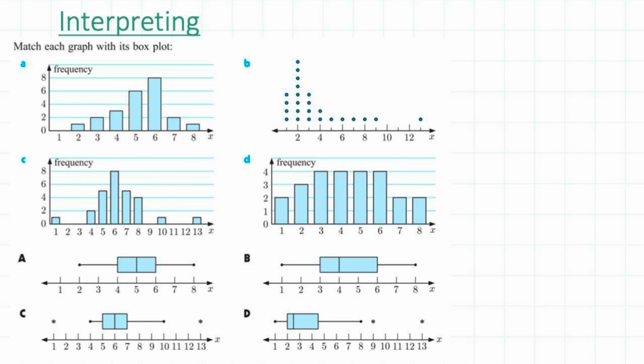So a good exercise would be to match, for example, the frequency graphs with the box and whisker. So have a go at this problem.